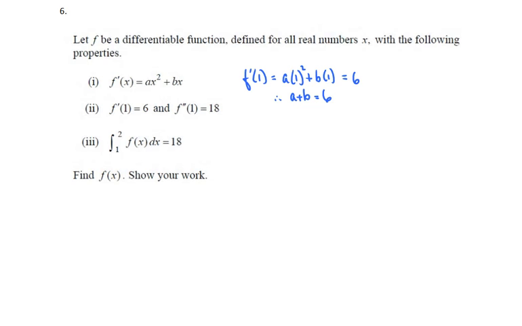Now since I have a value for the second derivative, well, I might as well go ahead and take the second derivative from the first derivative, and so the second derivative will be 2ax plus b, and the second derivative when x is 1 would just be 2a times 1 plus b is 18, so 2a plus b is 18. So now we have two equations in a and b, and so we should be able to solve for that.